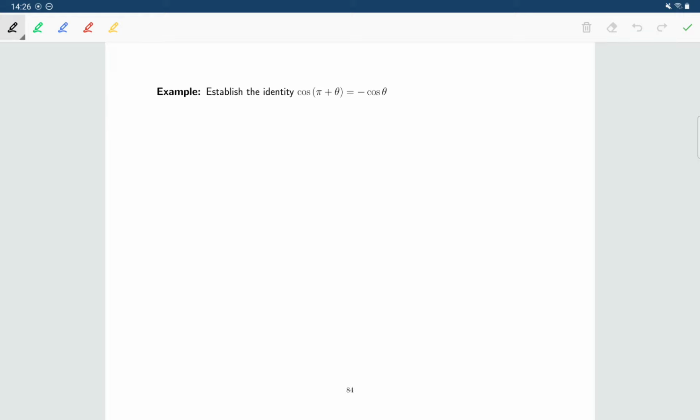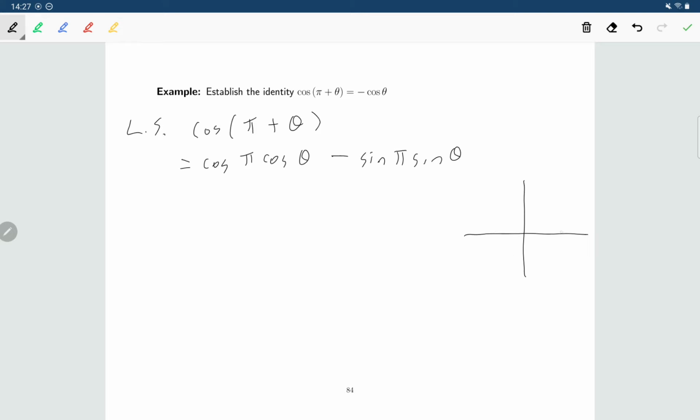Okay, so we want to establish an identity, and here I see that I have on the left side cosine of pi plus theta. So I'm thinking about, for this identity, I would want to start on the left side. And since I have cosine of one angle plus another, I know that immediately I have something I can do, which is to use my sum identity for cosine. That would be cosine of the first angle, cosine of the second, minus sine of the first angle times sine of the second.